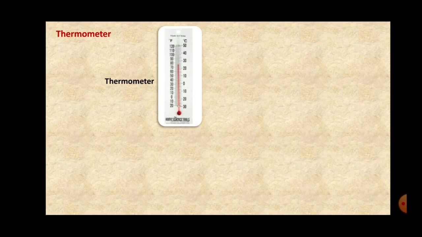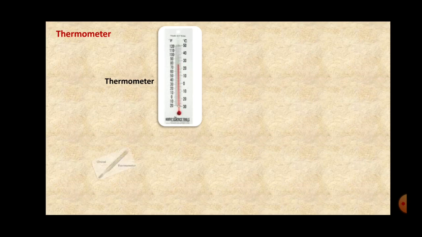Now when the bulb, the lower end of the thermometer, is kept in contact with the object, the temperature can be measured with the help of the thermometer. Now because of the increased temperature, the alcohol which is present inside expands and its level in the tube rises, right? Now this happens because of the property of expansion of alcohol. The temperature can be noted.